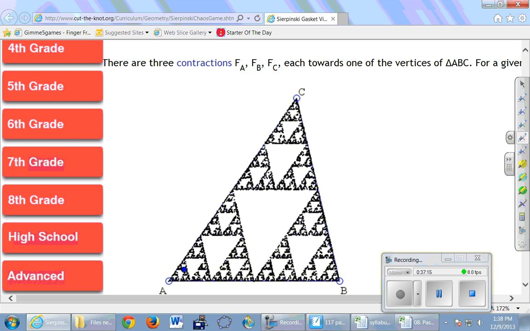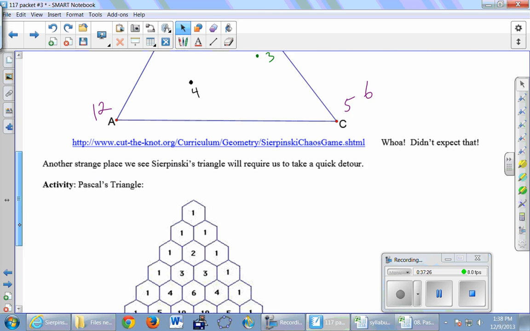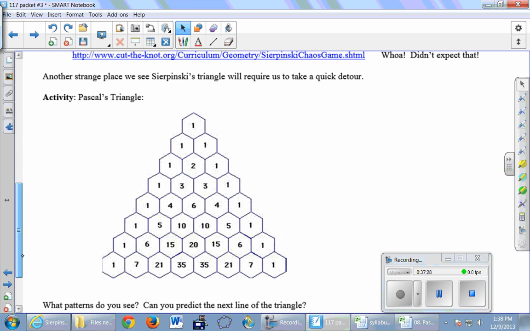No. Okay. This is a surprise, yes? You're doing this random thing, and out of no place, out of this chaos, pops up Sierpinski's gasket. Okay, let's move on to the next one here.